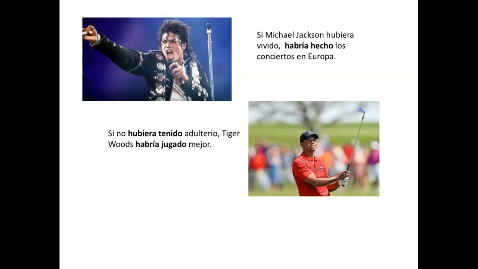Si no hubiera tenido adulterio, Tiger Woods habría jugado mejor. If he hadn't had adultery, Tiger Woods would have played better. Again, okay, he had adultery. That's something in the past. Okay, and I'm making a hypothetical situation. Okay, si no hubiera tenido adulterio, if he had not had the adultery, Tiger Woods would have played better. Tiger Woods habría jugado. Hubiera tenido, habría jugado. Okay. Can you see the difference here?